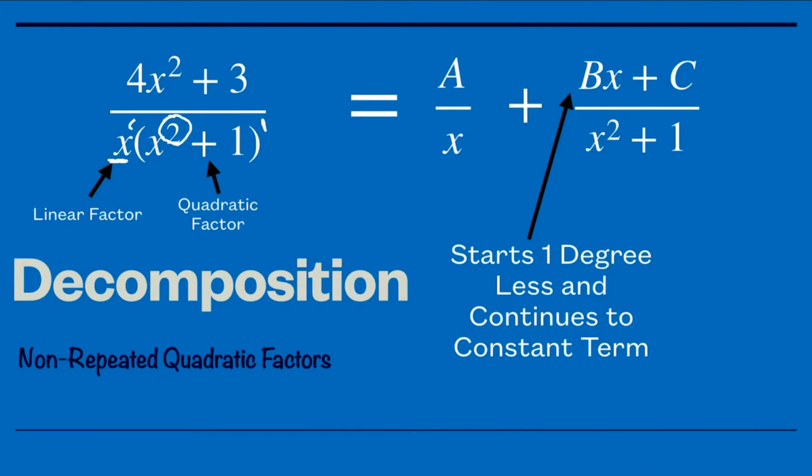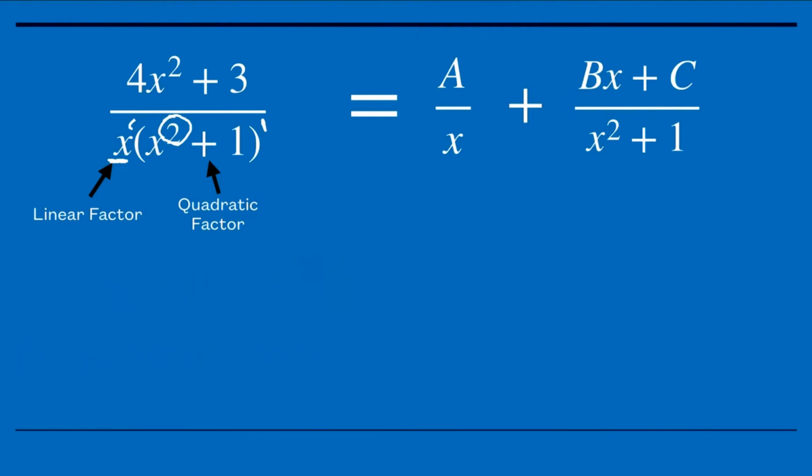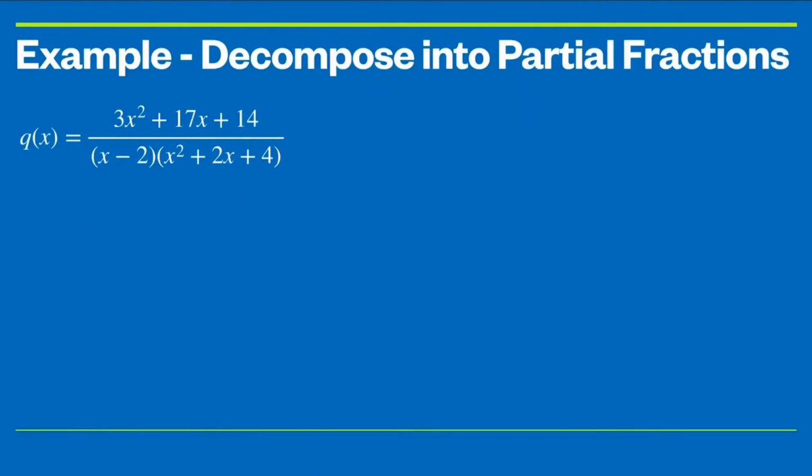If we were to go all the way through the process, what we would find is the decomposition to this fraction here would be 3 over x plus x squared plus 1. We're going to go through an entire process of decomposing the example you're going to see. So here's what we're going to work on.